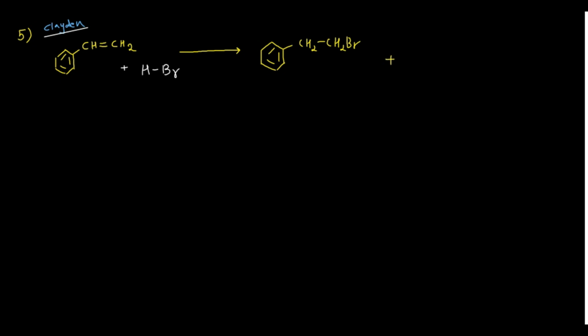And what is the second product? Add your Br to this carbon and hydrogen to this carbon. What will happen then? You will get this thing, CH2, Br, CH3. Now you have to decide which one would be the major and which one would be the minor one, and whether the reaction is regioselective or not.